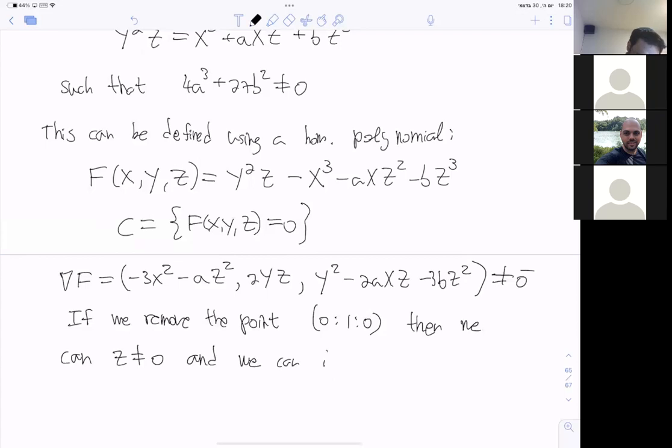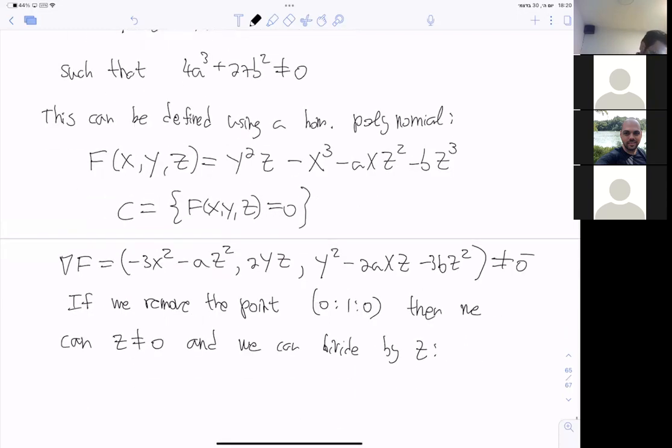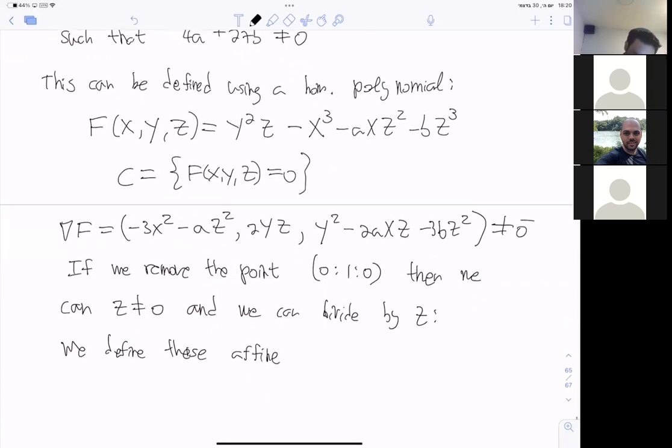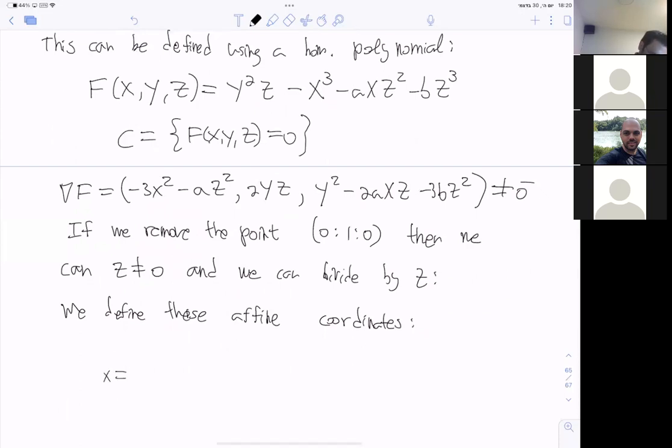and we can divide by z. This is called affine. These are the usual coordinates. The usual coordinates means that little x is x divided by z, and little y is y divided by z. So once we divide by z, we get that.